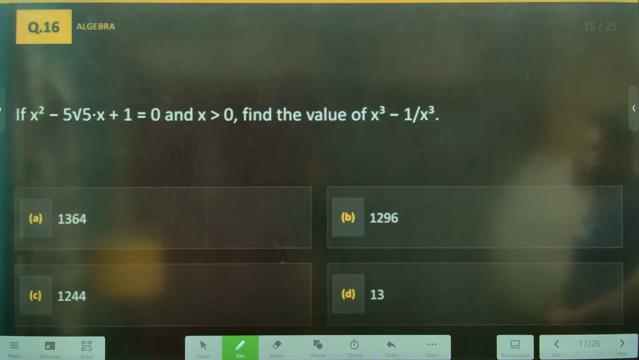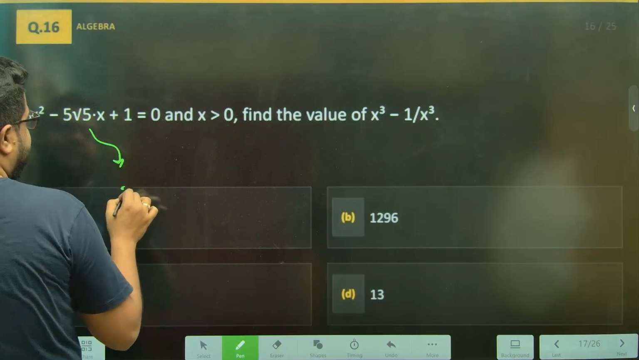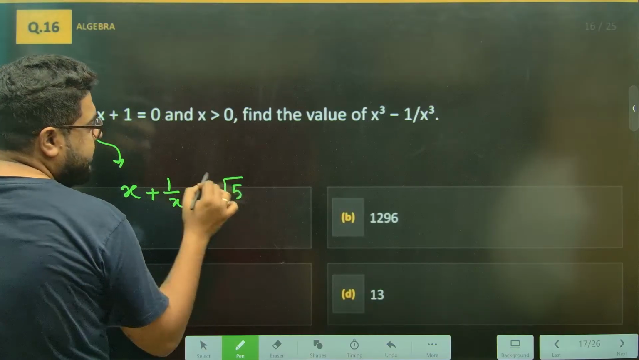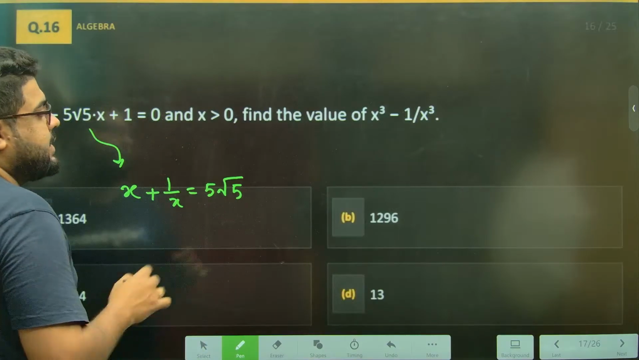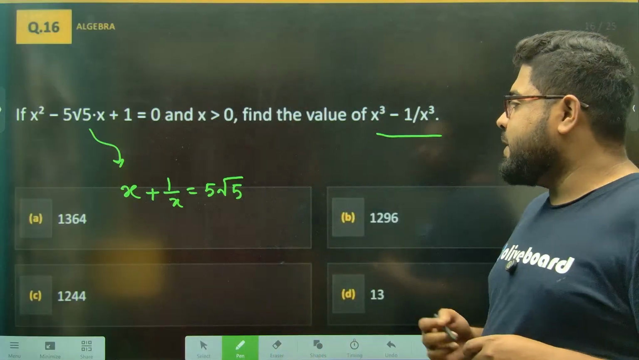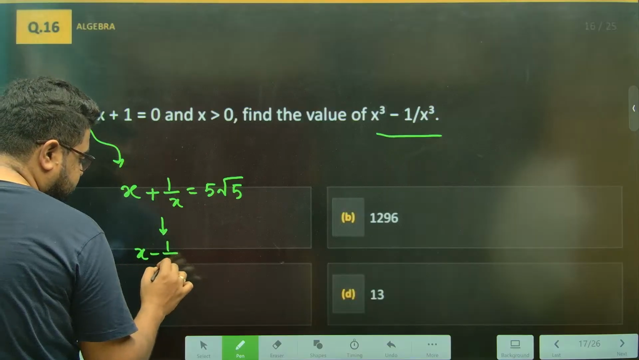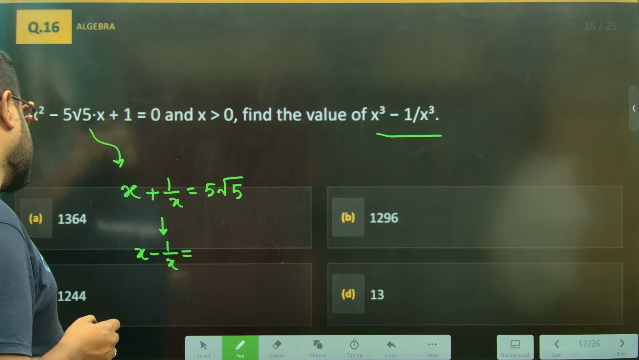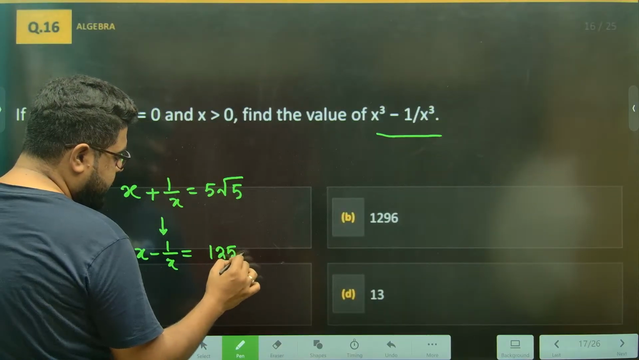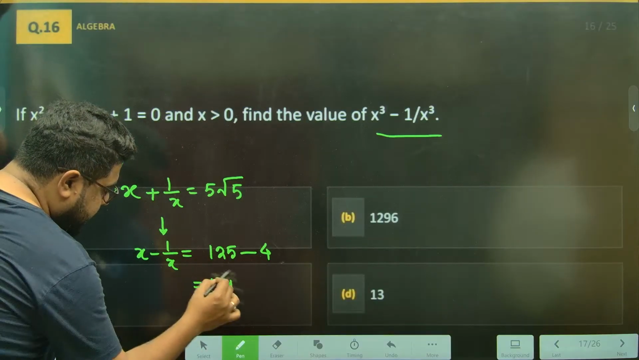Next one, quadratic. x squared minus 5 root 5x plus 1 is this. Sir, first things first. So divide by x. So this is x plus 1 by x becomes 5 root 5. We have done this multiple times. But sir, there is a trick. This is minus, sir, not plus. So first things first, in order to go to cube, I need the exact thing. This thing square, meaning 25 and 5, 125. Minus 4, sir. Correct? So it will be 121.